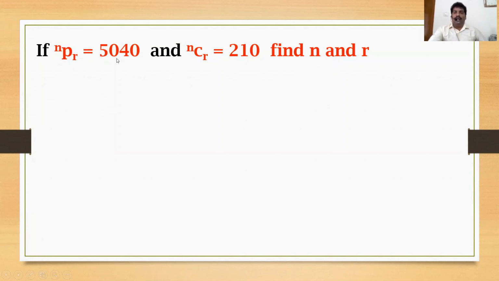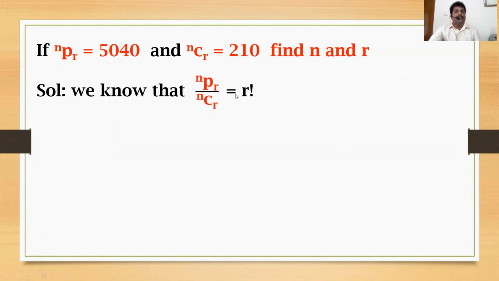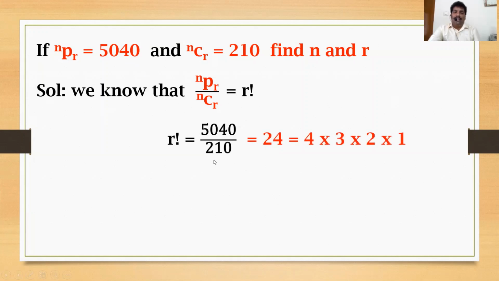Both the values you have to find. So from the formula, we know that nPr by nCr is equal to r factorial. We know this formula. Just now we have learned nPr is equal to nCr into r factorial. So from that formula, nPr by nCr is equal to r factorial. Now nPr value is 5040 and nCr value is 210. If you divide numerator by denominator, you'll get 24.